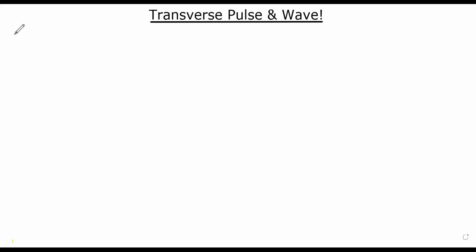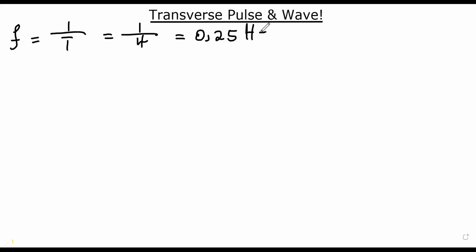So let's begin by finding the frequency. Well, the frequency is just going to be equal to 1 over period. And since the period is 4 seconds, the frequency becomes 0.25 hertz. That's fine. The next question is asking us to find the distance x, and we must find it in millimeters, okay?